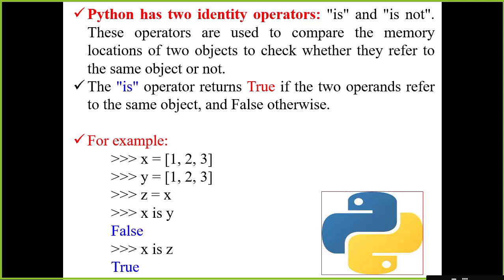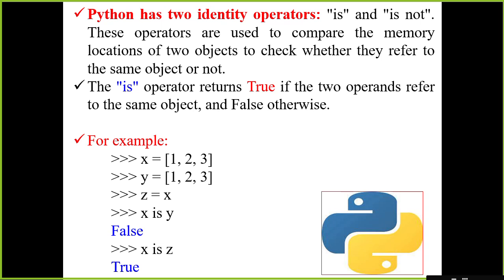Good evening. In this Python course, the third concept, last class I explained Python operators. Today I would like to explain that Python has two identity operators, is and is not. These operators are used to compare the memory locations of two objects to check whether they refer to the same object or not. The is operator returns true if the two operands refer to the same object.